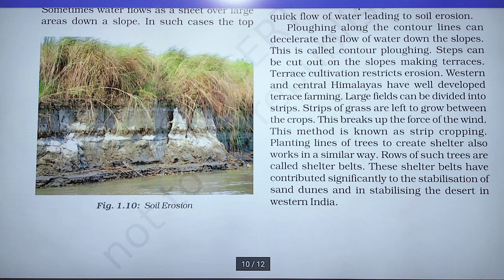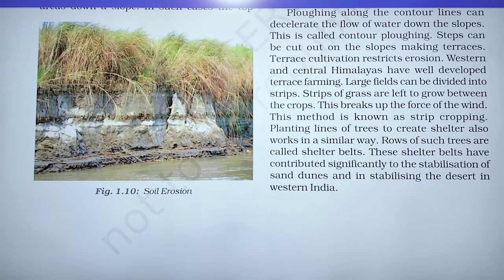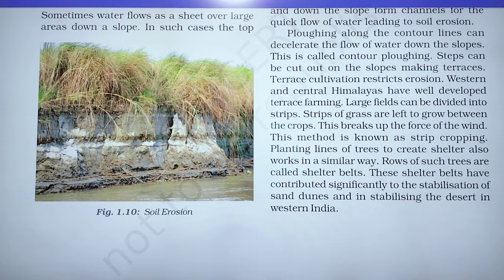Planting lines of trees to create shelter also works in a similar way. Rows of such trees are called shelter belts. Shelter belts, planting rows of trees on one side of an area, prevent the wind from eroding the soil. These shelter belts have contributed significantly to the stabilization of sand dunes and stabilizing the desert in the West Indies. So this is all about shelter belts.